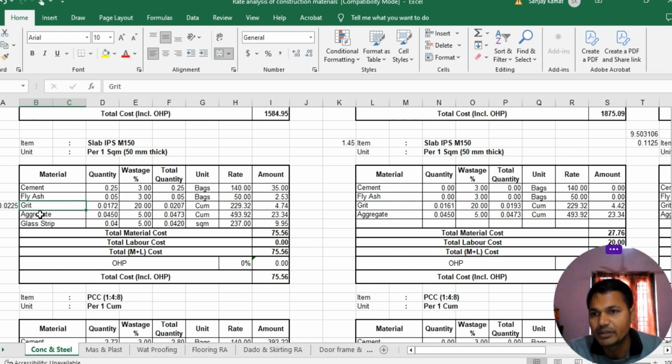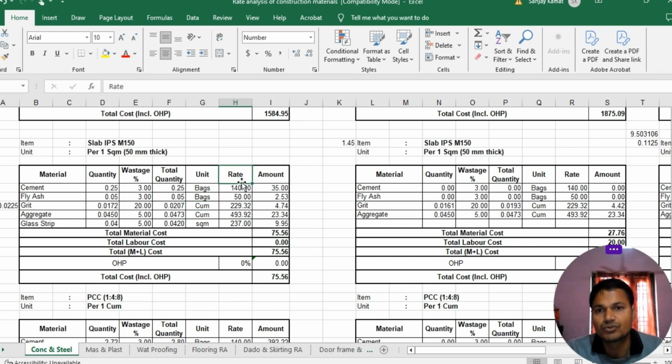Coming to the material grit, how much quantity are we taking? Quantity of grit is how much? 0.0172 volume only we are taking this time, and the wastage we are doing this time is how much? 20%. And the total quantity we are taking is 0.027207. The unit we are taking this time is cubic. Okay, so grit unit is always cubic.